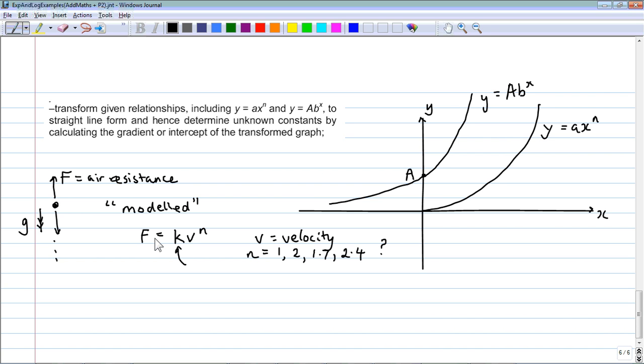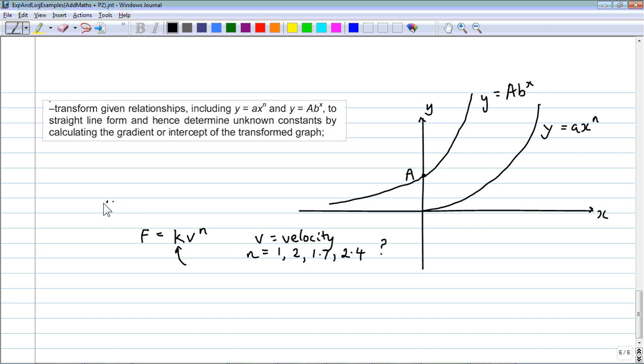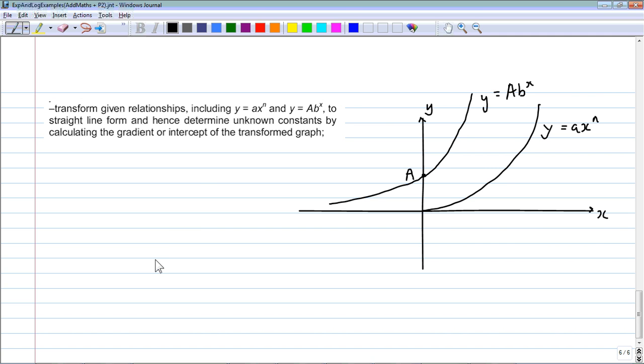This is a very common situation in science, and the problem you have is that you can measure the force, you can measure the air resistance force for different values of v, but you maybe don't know exactly what these numbers n and k are. In a scientific experiment you're trying to find out what they are. Now the logical thing to do, let's just write that formula again as a fundamental idea: F equals k v to the n. k and n are unknown.